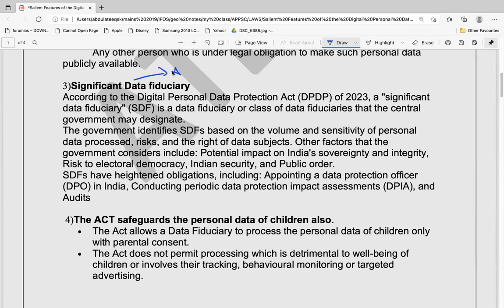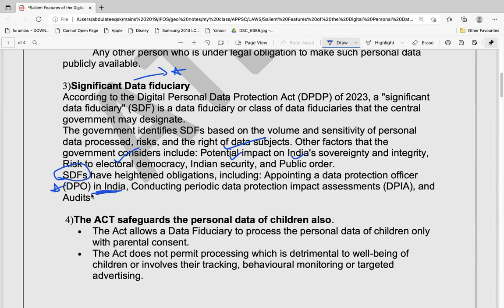Significant data fiduciary. This can be asked in the prelims. What is the significant data fiduciary? What are the factors based on which it can be considered a significant data fiduciary? If their data misuse or data breach has a potential impact on sovereignty and integrity, risk to the electoral democracy, security, public order, then that particular data fiduciary can be considered a significant data fiduciary, and they must appoint the data protection officer. Not every data fiduciary, only the significant data fiduciary should appoint the data protection officer in India, not everywhere.